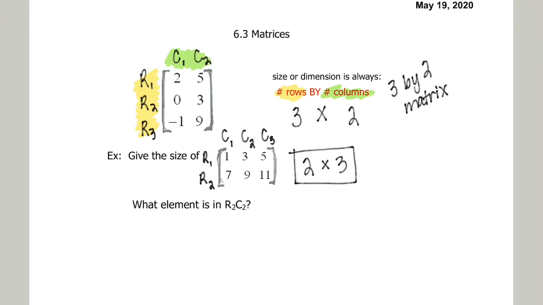Now, what element is in row 2, column 2? That's what that means, row 2, column 2. So we're going to go over to row 2, that's this one, and we're going to look at column 2. So row 2, column 2 is this number right here. So the element in row 2, column 2 is a 9.